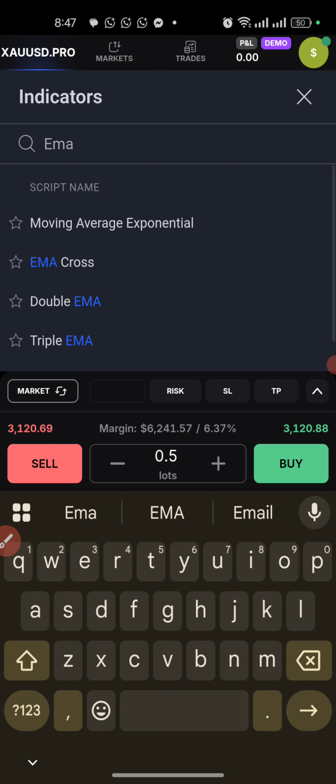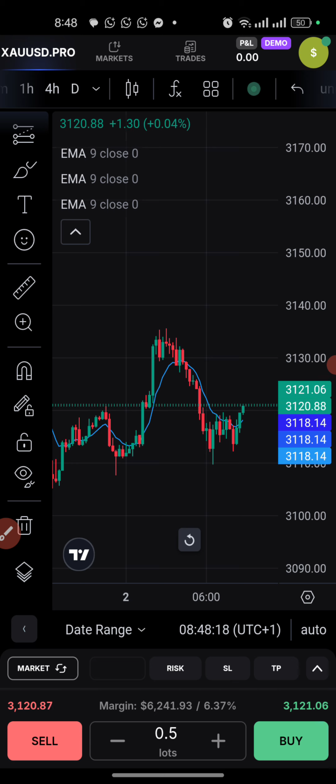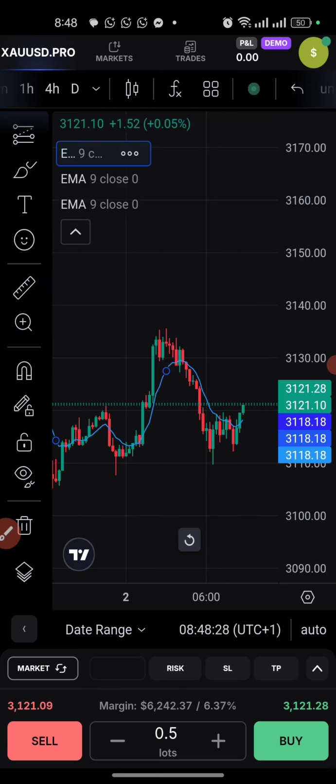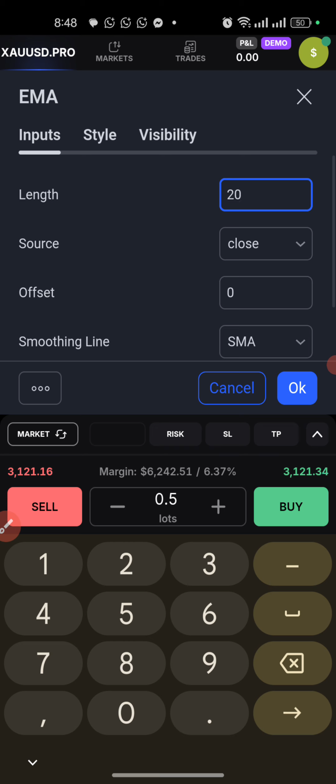Okay, so now we start to edit the settings for each of them. So I tap on the first one, the first one on top. When you tap on it, you should see 3 dots. When you tap on those dots, it will bring up settings. So click on settings. For this one, we want to set EMA 20. So we come to inputs here, and we have 20.